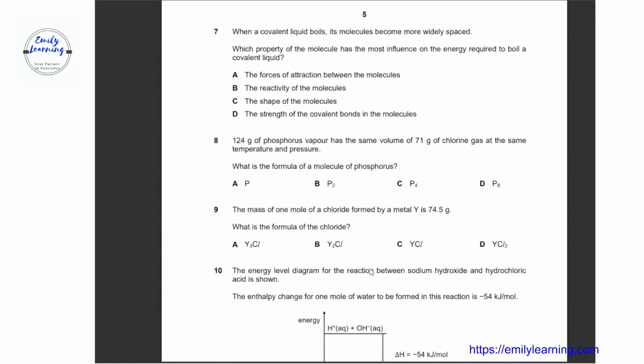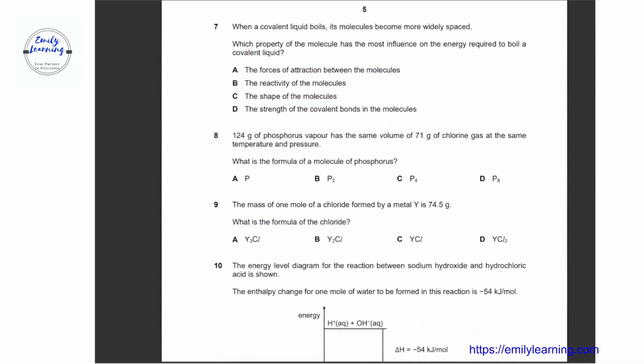Okay, moving on to question 7. When a covalent liquid boils, its molecules become widely spaced. Okay, so because from liquid to gas, the particles gain enough energy to overcome the intermolecular forces that hold them. So the molecules become more widely spaced.